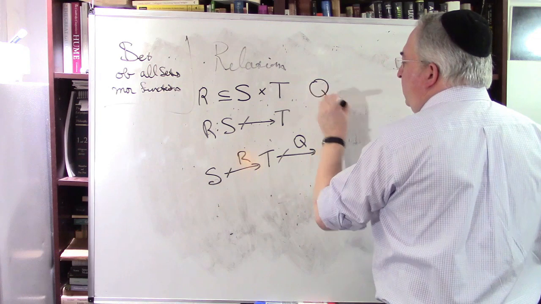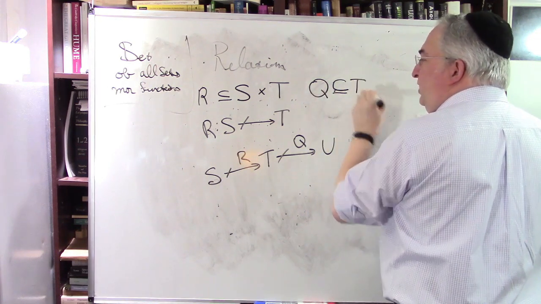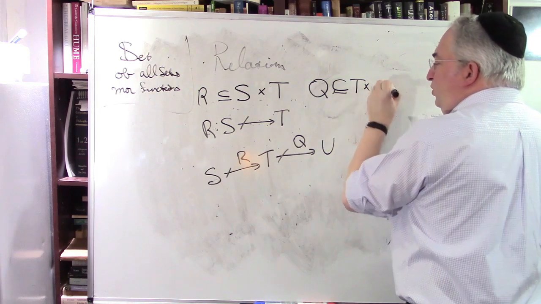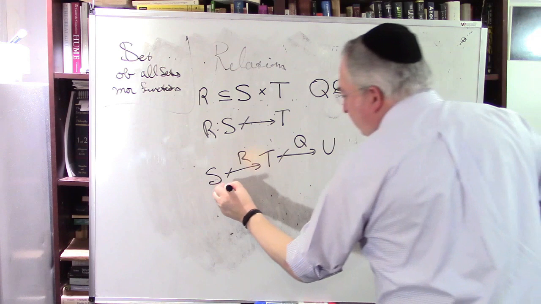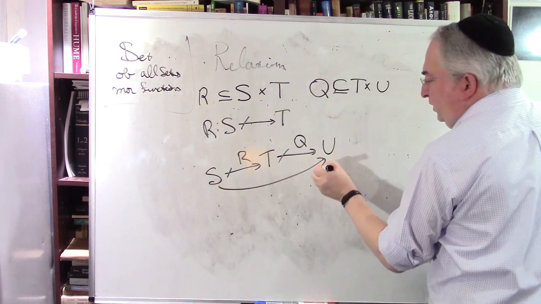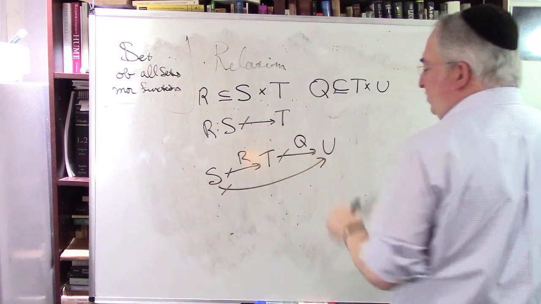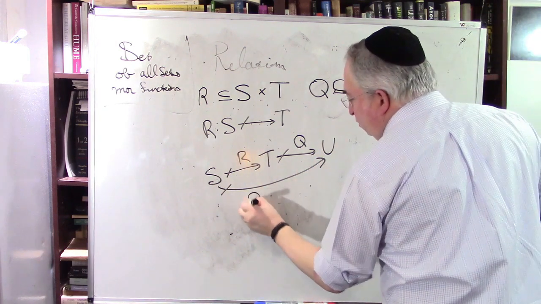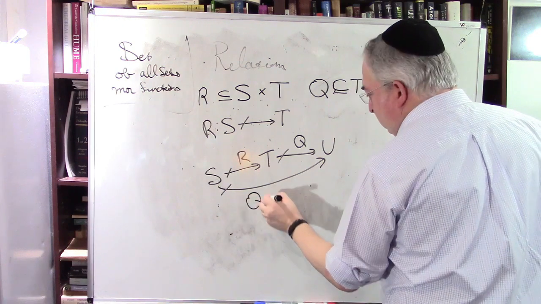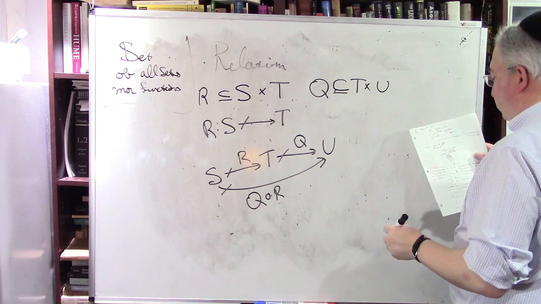Q is showing a subset of those elements between T and U. Okay, and now I want to talk about composing this. This is going to be a relationship between S and U, and we're going to call this Q circle R. First do R, then do Q, and I have to explain to you what this is.